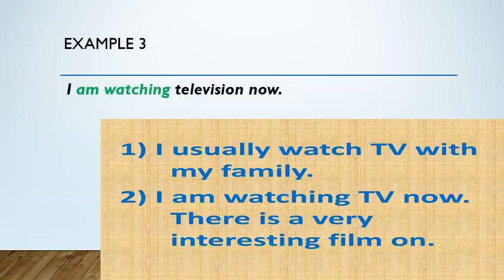Another example is I'm watching television now. So as a remark here, I usually watch TV with my family. So these two sentences, the first one is conjugated in the simple present and the other one is conjugated in the present continuous. And as you may see here, both use different time indications. The first one is using usually, and as you may know, usually is like always, is like sometimes. It's an adverb of frequency. And in the second sentence we use now in order to indicate that the action is happening as we are speaking, just right now.